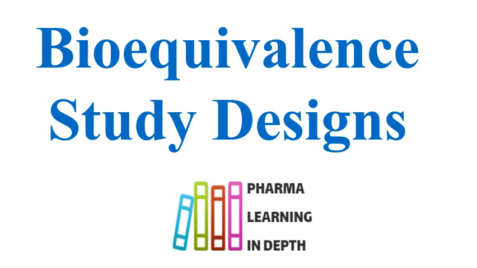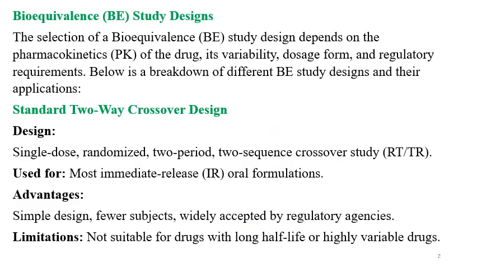Bioequivalence testing is done in human volunteers, that may be patients or healthy volunteers, and different designs are used for bioequivalence studies. So selection of the bioequivalence design, or BE design, depends on the pharmacokinetics of the drug, variability of the drug, dosage form, and regulatory requirement.